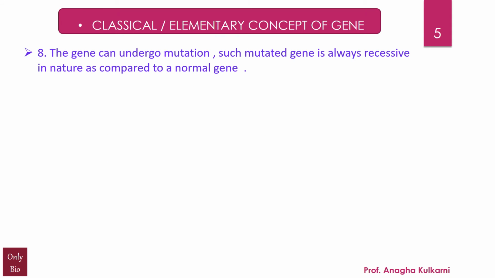Point number 8. The gene can undergo mutation, and such mutated gene is always recessive in nature as compared to a normal gene. So normal gene is the wild type of gene, the natural gene which tends to be dominating the mutant gene.